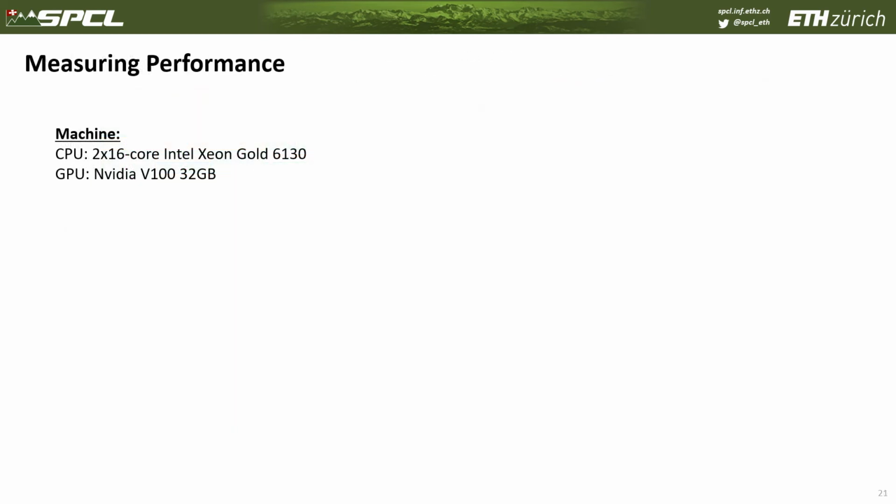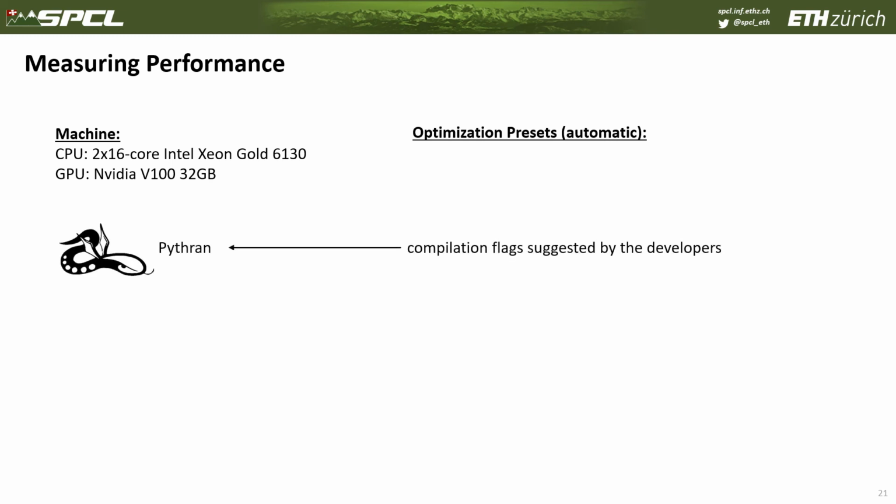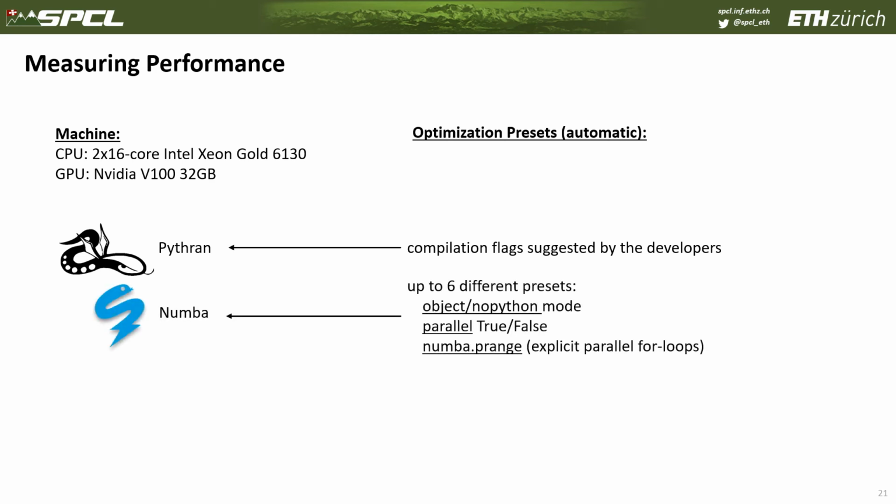We measured performance on a machine with 2 Intel Xeon CPUs for a total of 32 cores. This machine also has an NVIDIA V100 GPU. For frameworks that have some kind of optimization flags or automatic presets, we did the following. For Pythran, we used the compilation flags suggested by the developers. For Numba, we created up to 6 different presets for each benchmark, changing the arguments of the Numba just-in-time decorator.